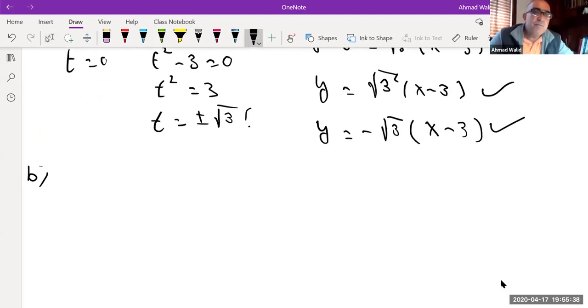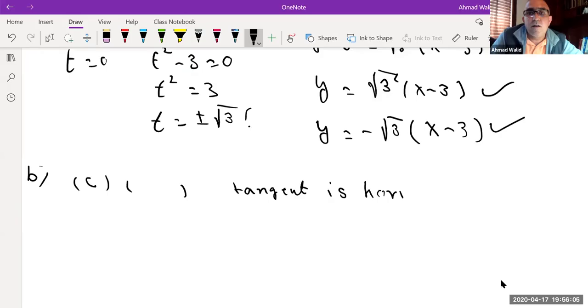Part B, they are asking you to find the point on C where the tangent is horizontal. Find a point on the curve C, we have to find this point, when the tangent is horizontal.